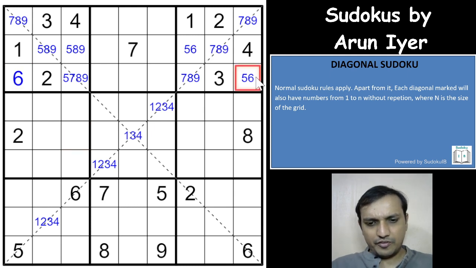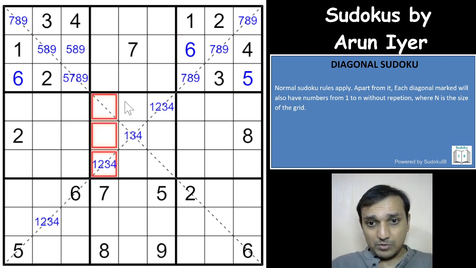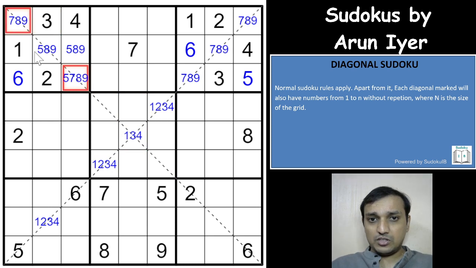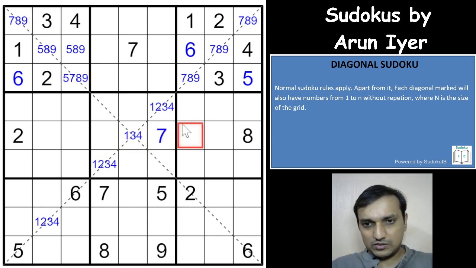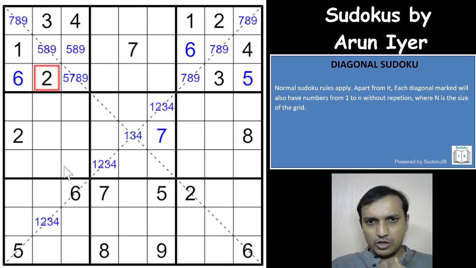This 6 gives you a 5 here and a 6 here. Seven cannot be in any of these cells. 7 cannot be here. 7 cannot be here. 7 cannot be here because 7 has to be in one of these two cells, right? 7 cannot be here, so this cell is a 7. 3 and 2 cannot be here, so these cells are not 3 and 2.